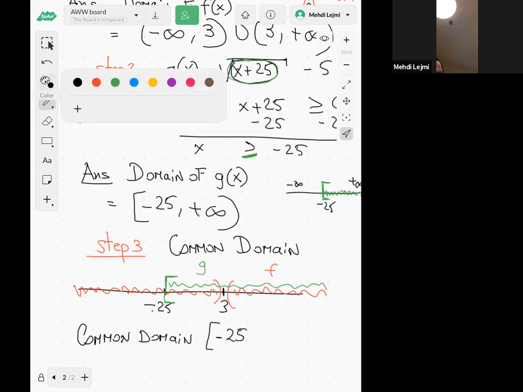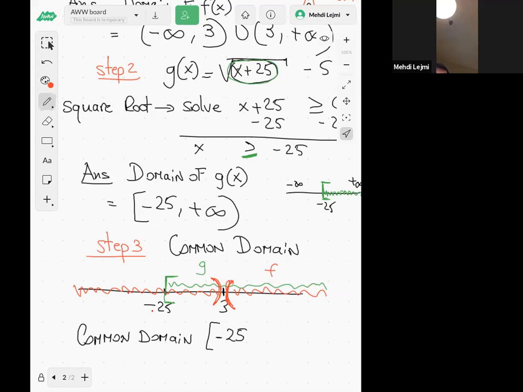But then be careful, because the 3 is excluded from the domain of f. So it's not common to f and g, because it's excluded from f. It doesn't belong to the domain of f. So it's not a common value. So we have to exclude the 3. And then we start again after 3. So that's 3 excluded to positive infinity, right? Because we do have intersection here, right? It's red and green at the same time, right? And positive infinity, of course, is excluded. So that's the common domain.